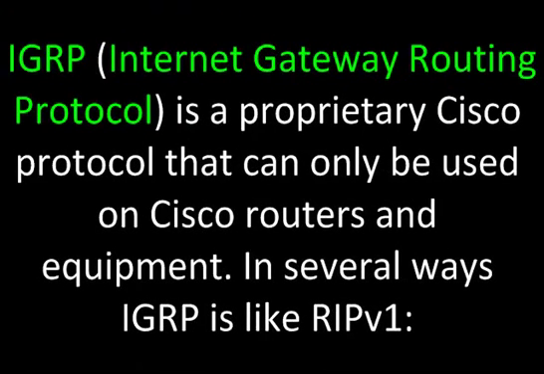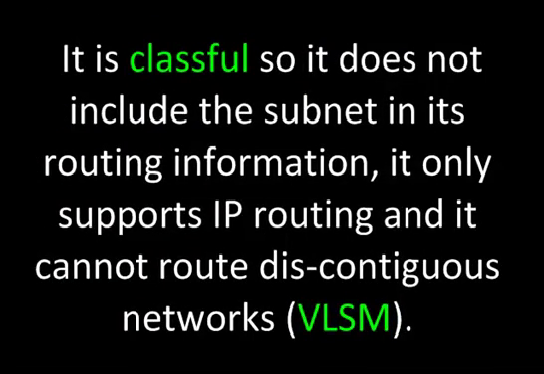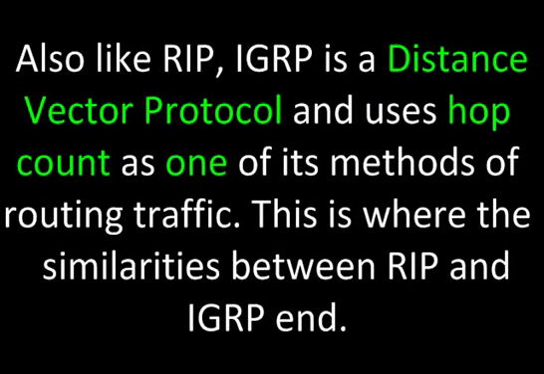IGRP, or Internet Gateway Routing Protocol, is a proprietary Cisco protocol that can only be used on Cisco routers and equipment. In several ways, IGRP is like RIP version 1. It is classful, so it does not include the subnet in its routing information. It only supports IP routing, and it cannot route discontiguous networks using VLSM, or variable length subnet masks. Also like RIP, IGRP is a distance vector protocol and uses hop count as one of its methods of routing traffic. This is where the similarities between RIP and IGRP end.